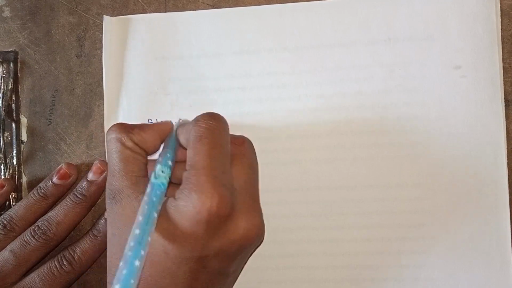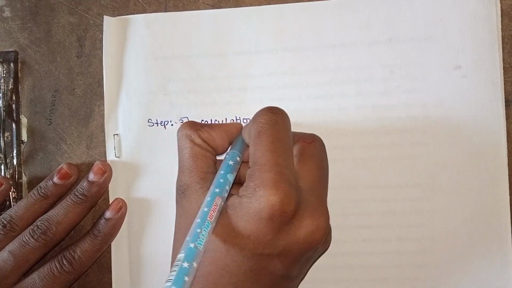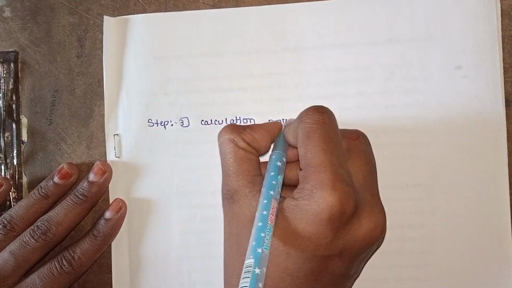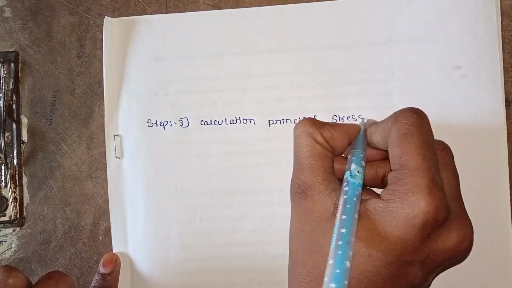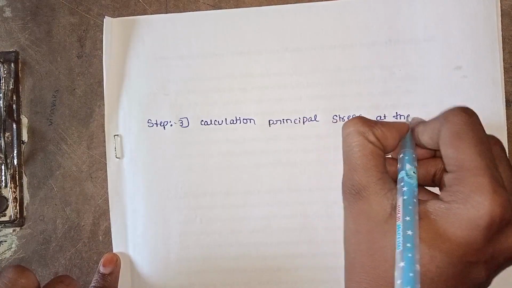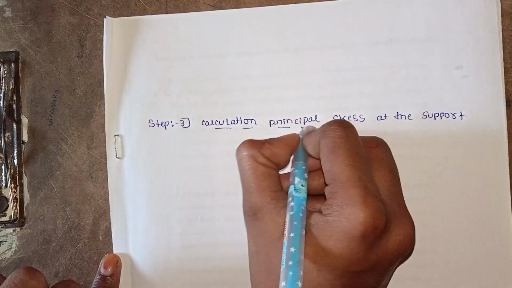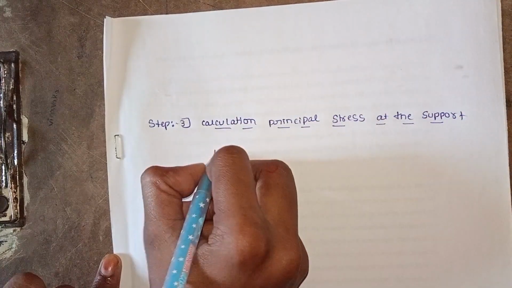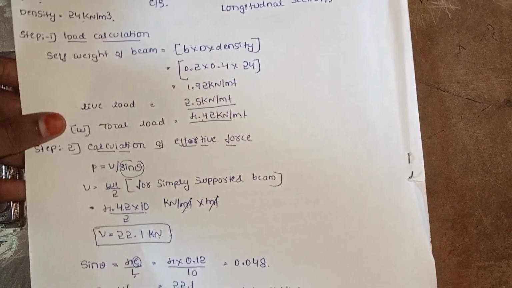Then step number 3. Step 3, calculation of principal stress at the support. Okay, this is that step. So formula is P by A. Okay, P is 460.41 kilonewton.